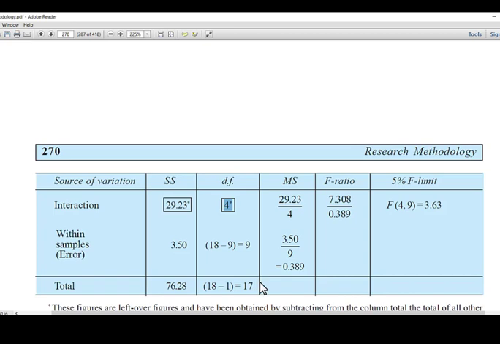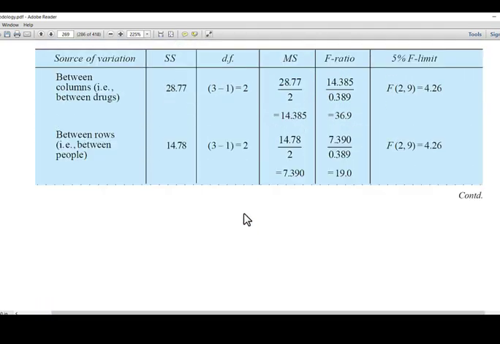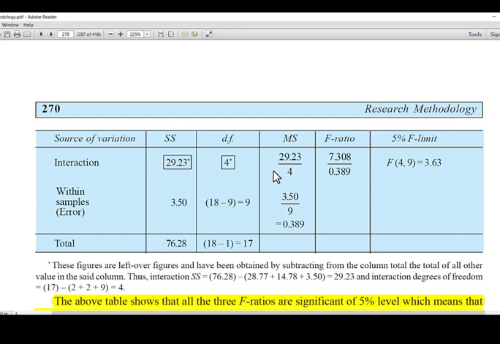That is totally 17. From this 17, this 9 plus 2 plus 2 are subtracted. So interaction degrees of freedom is calculated as 4. Here, I think it is given here: interaction degrees of freedom 17 minus of 2 plus 2 plus 9, that is 4.